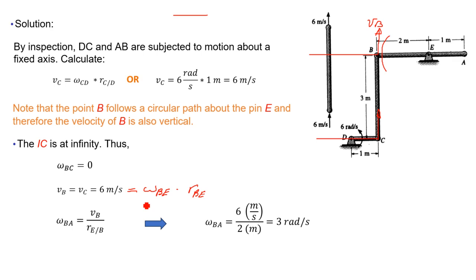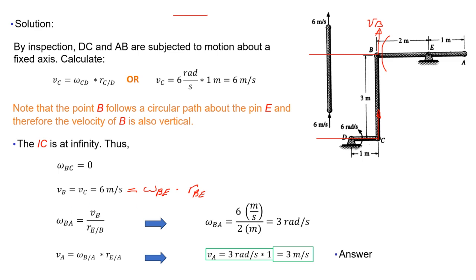That's it. The velocity A is equal to, as we mentioned earlier, the omega BE, which is equal to the omega EA, which is 3, multiplied by the distance from E to A, which is 1 meter. And thus I will find that this velocity is going to be equal to 3 meters per second. That's it. That's the answer for this question. Okay, thank you very much.